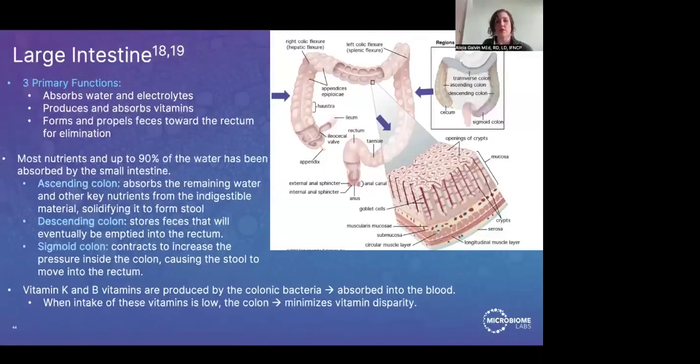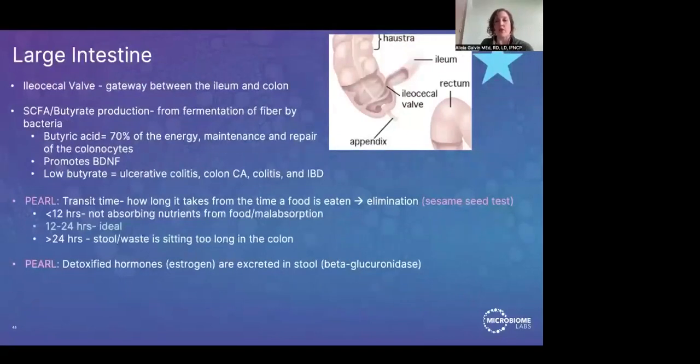And that just gives you the different areas of the ascending, descending, and the sigmoid colon. The ileocecal valve, as I mentioned, this is just a picture of it. It's that little piece between the colon and the ileum, the lower part of the small intestine. You're going to hear a lot more about butyrate and short chain fatty acids in the next webinar when you start talking about more of the microbiome. But here's just a little bit about butyrate and the importance of it in terms of providing energy for the colonocytes, helping with promoting BDNF.